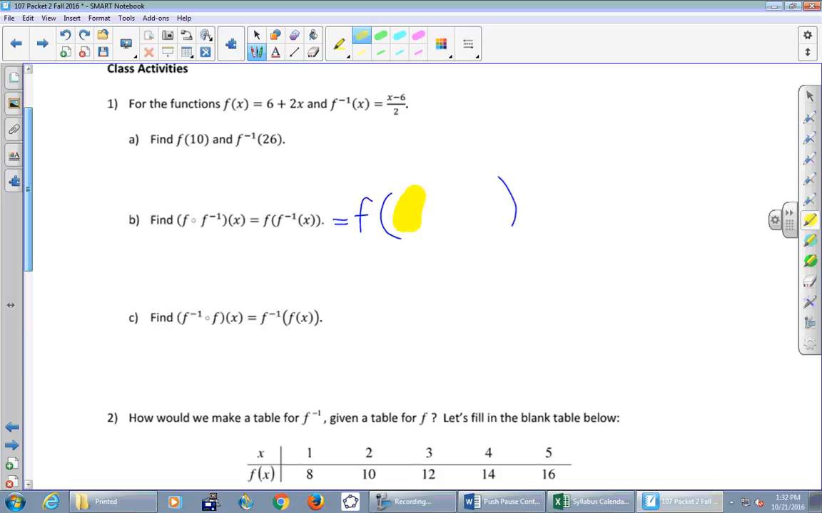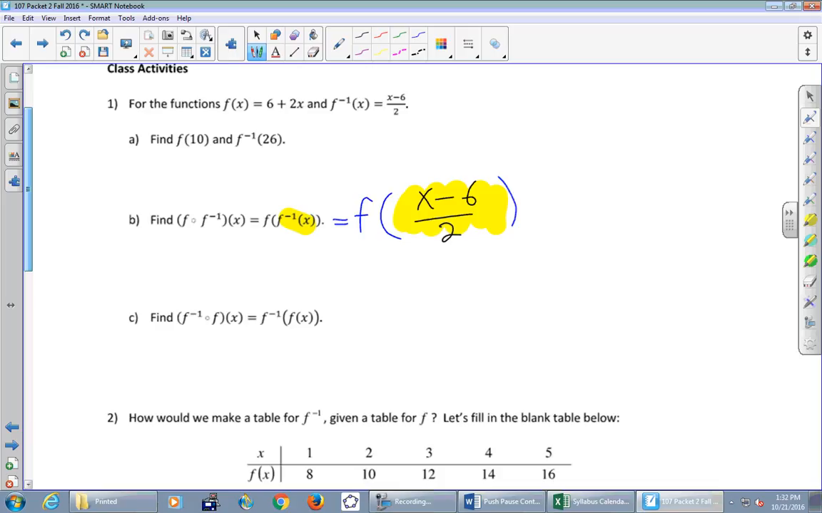And what we are supposed to put in here is whatever was in the big parentheses originally. That's an f inverse, right? F inverse of x is just a formula. It's given at the top of the page. So what are we putting in here? X minus 6 over 2. So that's the first step.